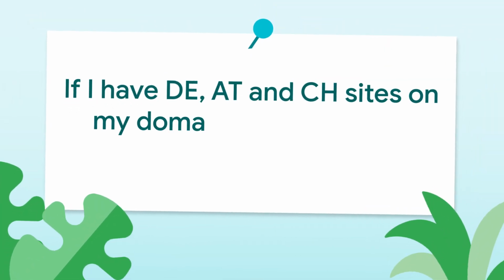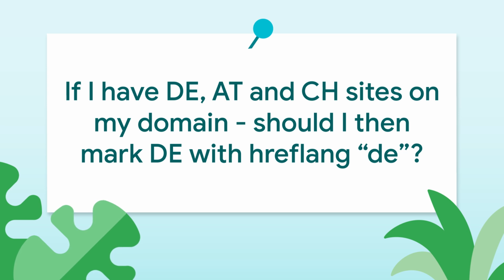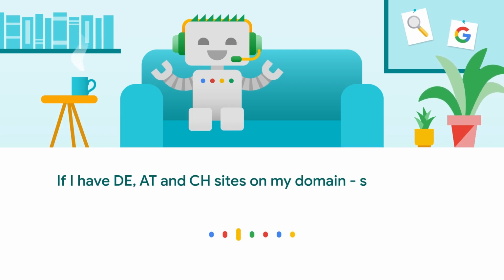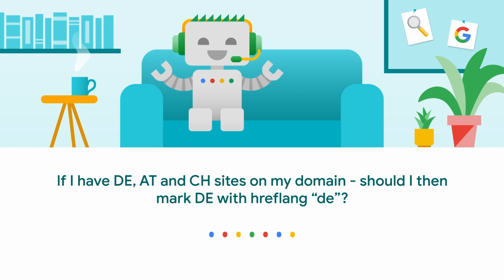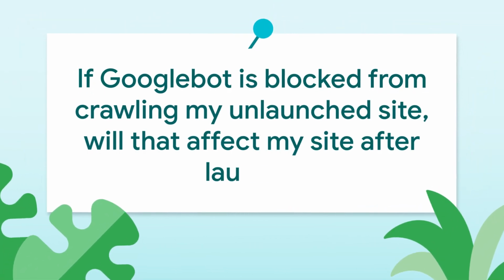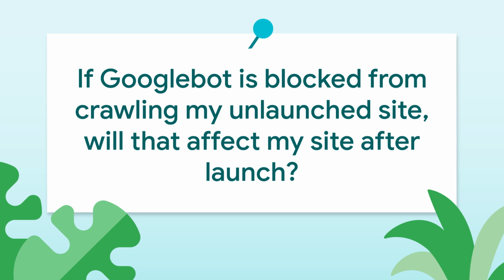Okay, and we have another question from Frederick. If I have DE, AT, and CH sites on my domain, should I then mark DE with hreflang DE, not DE-DE, as it's the most important market for me? You could do either DE or DE-DE. It depends on your goals and if you need to target by country. If, for example, you're okay with the users in Switzerland landing on your .de country site, then it's fine to just use DE.